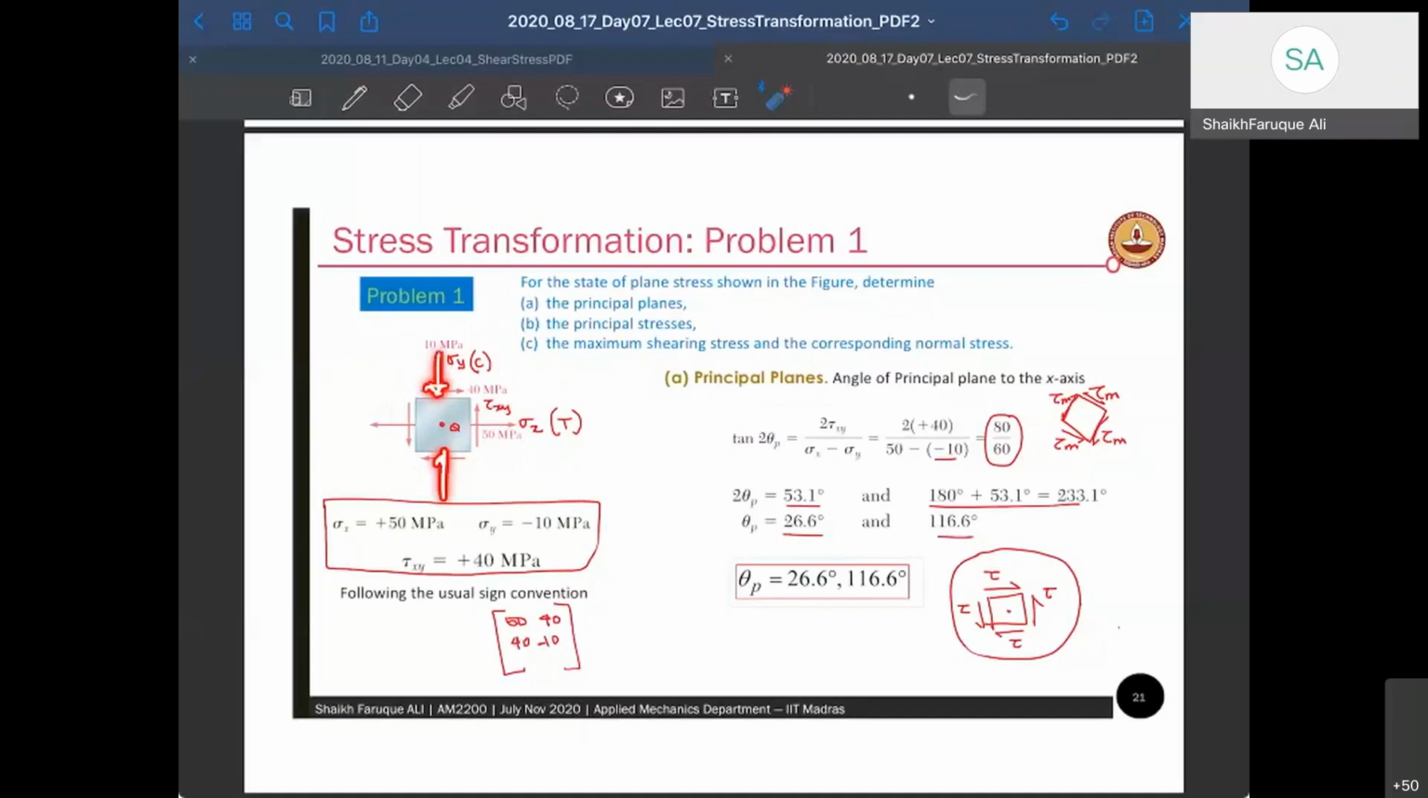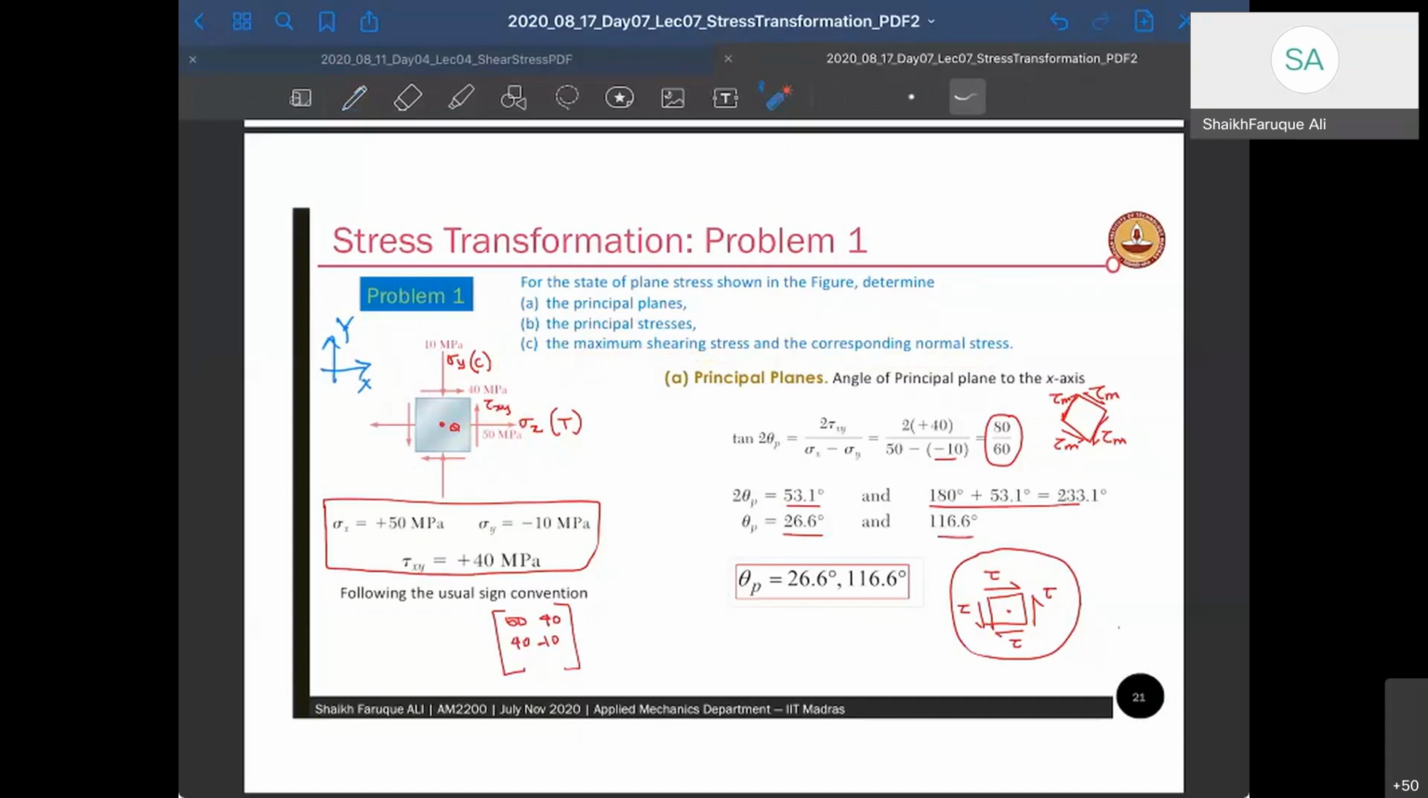And along x, it is tensile stress. So that's my x and y. Okay. Along x, it is tensile, right? Because it's trying to pull. That's given. Now it has asked to determine the principal planes, principal stresses, maximum shear stress and the corresponding normal stress. Okay. These are the things we have been asked to find.